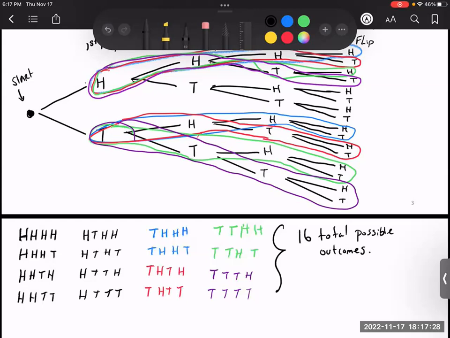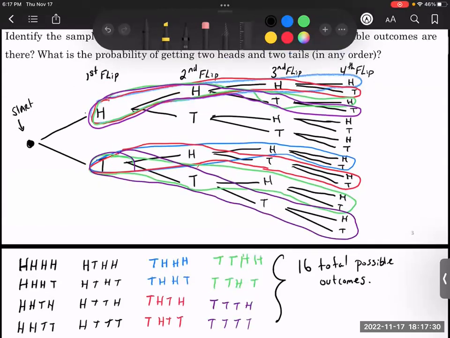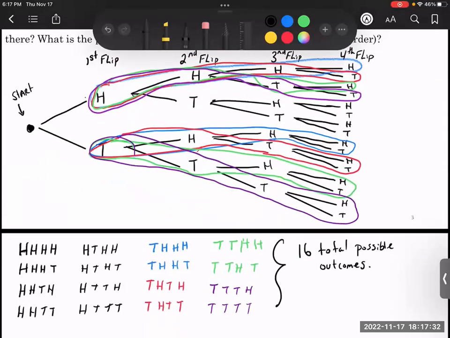Now what we just got to figure out is answering the question, right? So this is your sample space. We have our sample space there. We see that there are 16 total possible outcomes in the sample space.